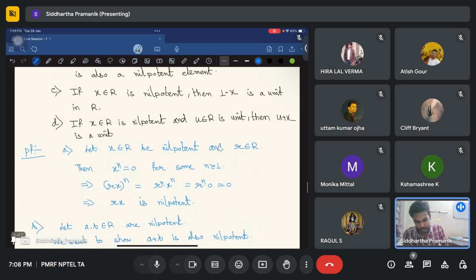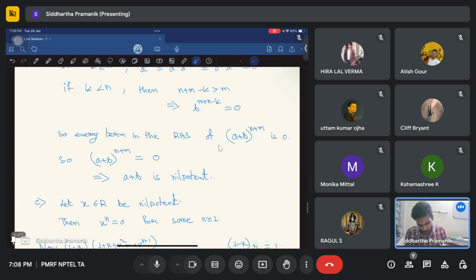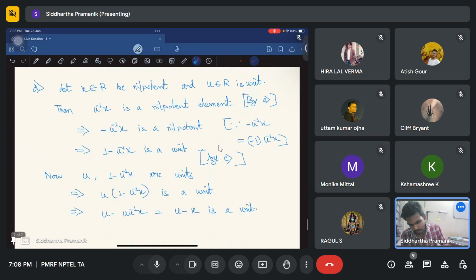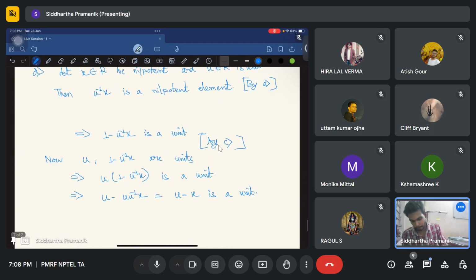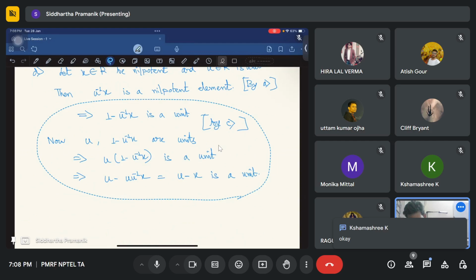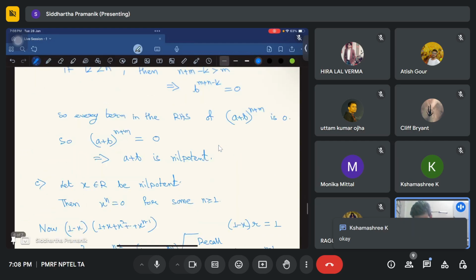Okay, I hope D is also clear. Oh, for D we don't need this part. Yeah, in Z you can take 1 minus 2, which is a unit. Okay, so D is true.